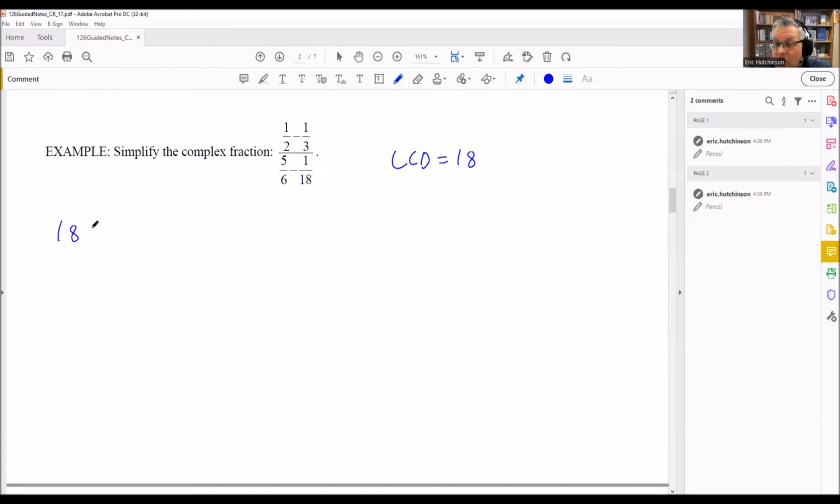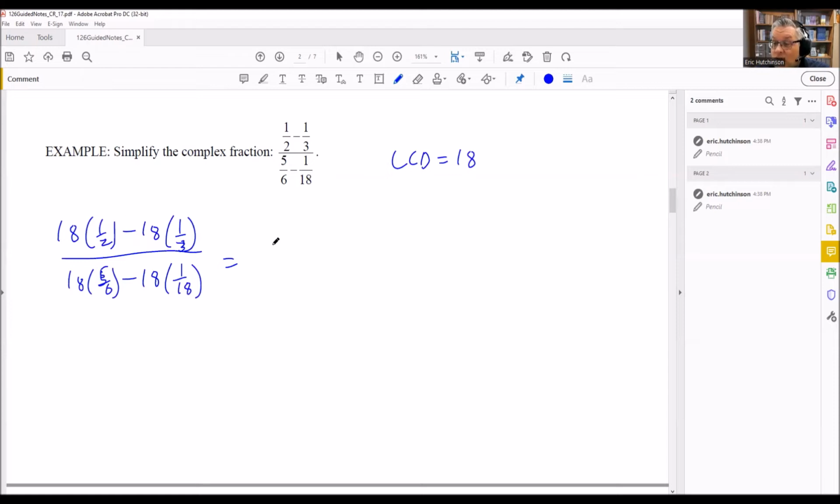I'm going to do 18 times the 1/2, minus 18 times the 1/3 on top. In the bottom, I'm going to do 18 times 5/6, and then 18 times 1/18. So that's the first step. I'm just going to put the LCD next to each fraction on the top and on the bottom. Next, I'm going to reduce each of these as I'm multiplying.